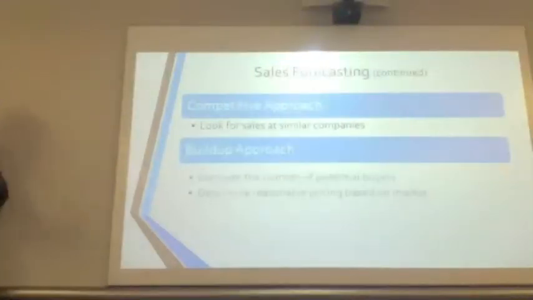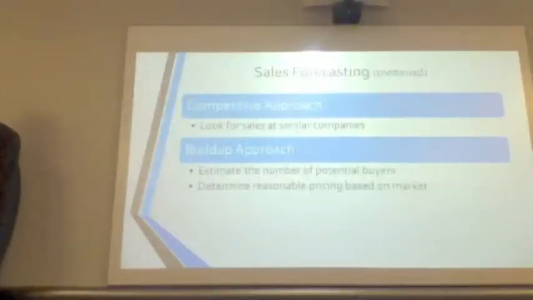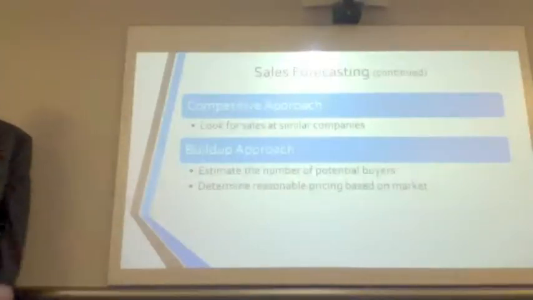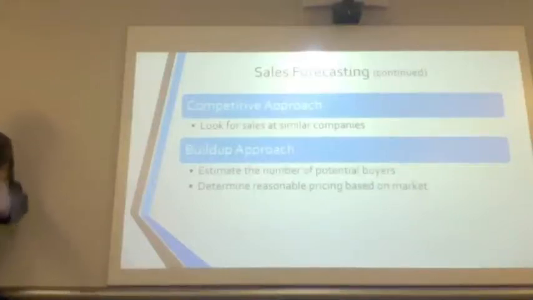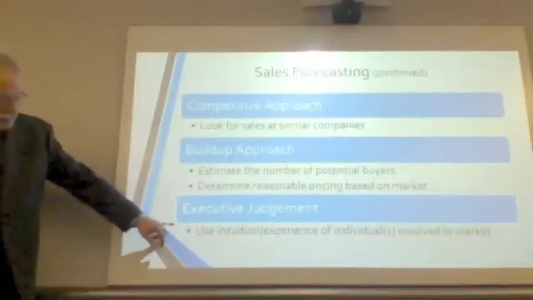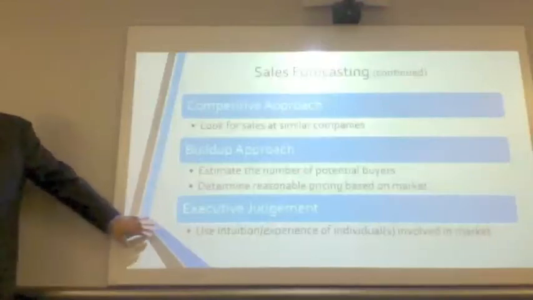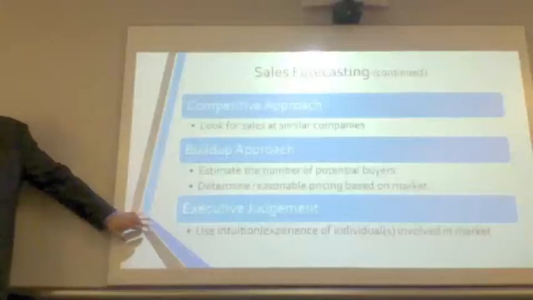The second, the build-up approach, says to estimate how many people do you think are going to purchase your product in this area? What do you think is a reasonable price in this area? And then you just multiply number of sales times price, and that'll get it for you. The third of these is executive judgment. And this is where you ask someone who is involved in the market their professional opinion. Now, you want to be careful with executive judgment because it's easy to confuse executive judgment with a wild guess.